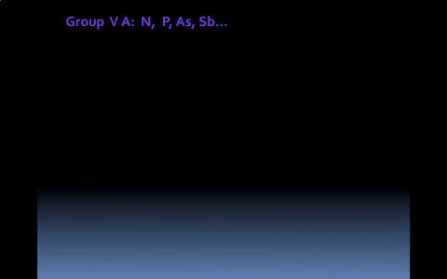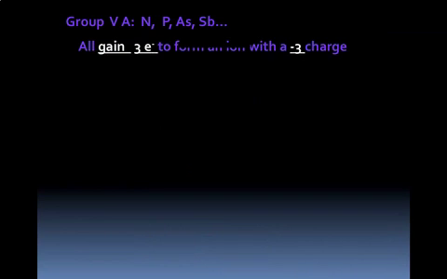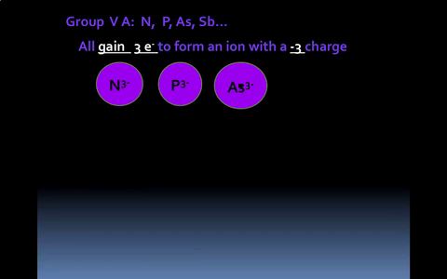Okay, the group 5A, we're working backwards, so we've gone gaining 1, gaining 2, so these will gain 3, and they will have a -3 charge. So nitrogen 3-, phosphorus, arsenic, and so on.